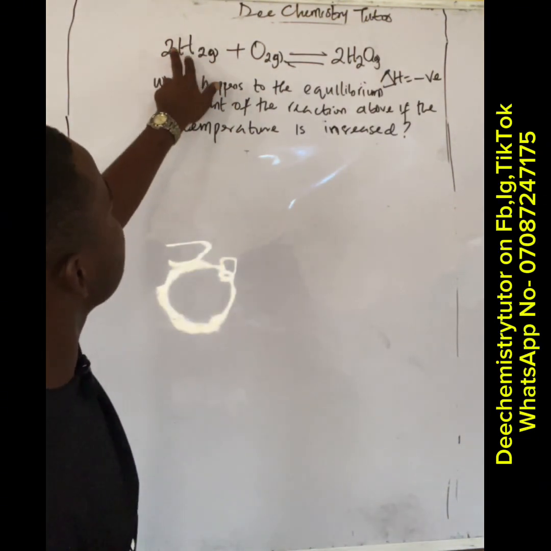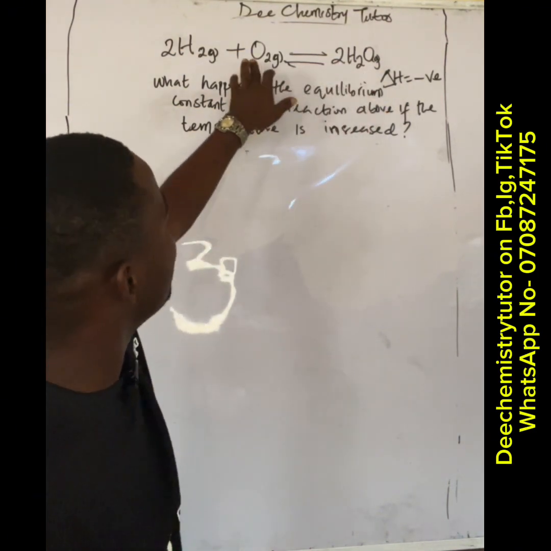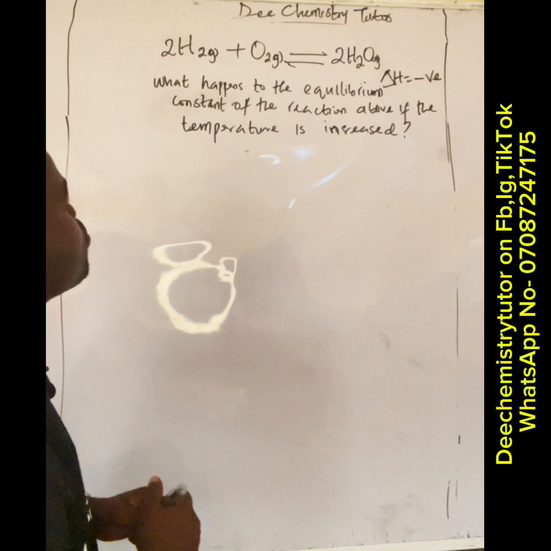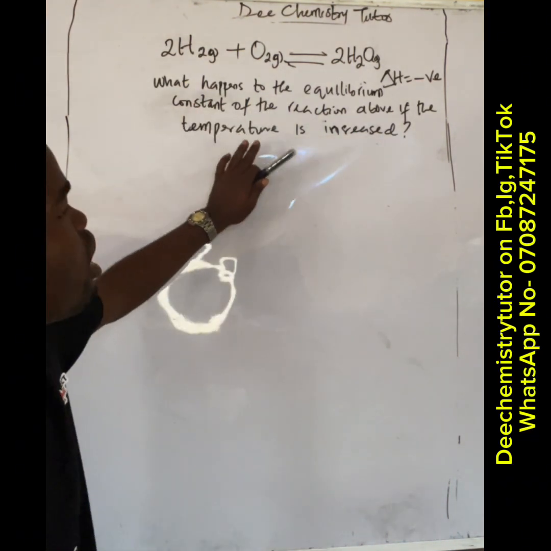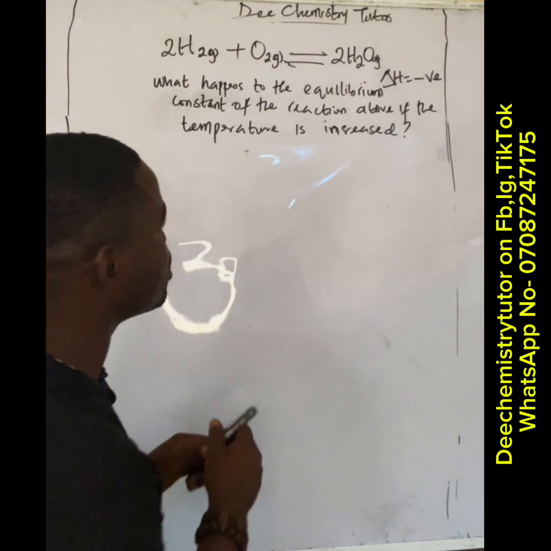So now you want to see, this is 4, 2 times 2, 4. Then hydrogen is balanced. Oxygen is also 2 here. Then oxygen is balanced. Then you can go ahead to the question. Now, what happens? This is the question here. What happens to the equilibrium constant of the reaction above if the temperature is increased?